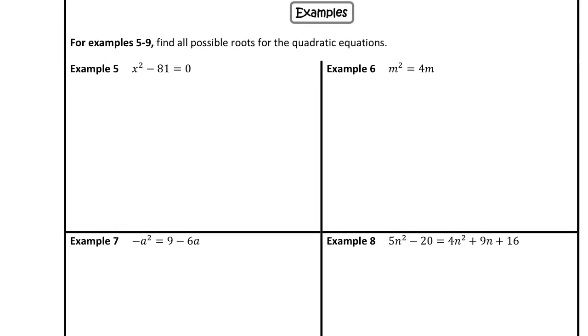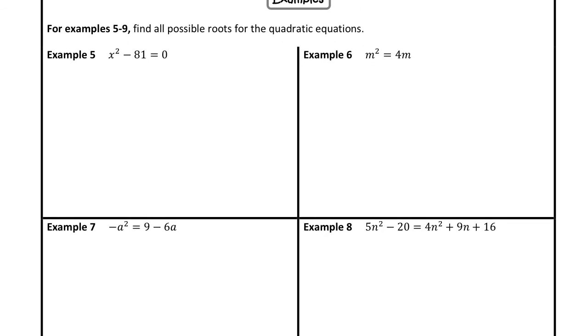So let's look at the examples. Let's look at the instructions, right? For examples 5 through 8, find all the possible roots for the quadratic equations. Find all the possible roots. So remember, when they use the word roots, this means solutions. Okay?